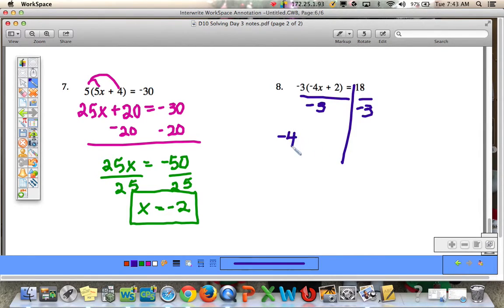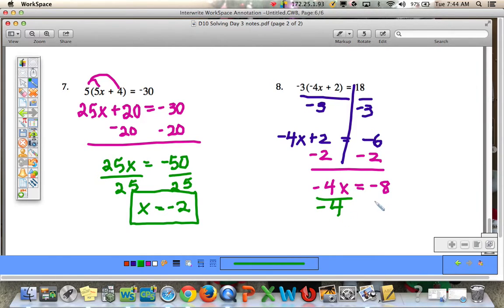And we'll get negative 4x plus 2 equals negative 6. We will subtract 2 from each side. Negative 4x equals negative 8. Again, this is not subtraction, it's multiplication. So we're going to divide each side by negative 4. And we'll get x equals 2. Okay, you can plug in your answer to check.